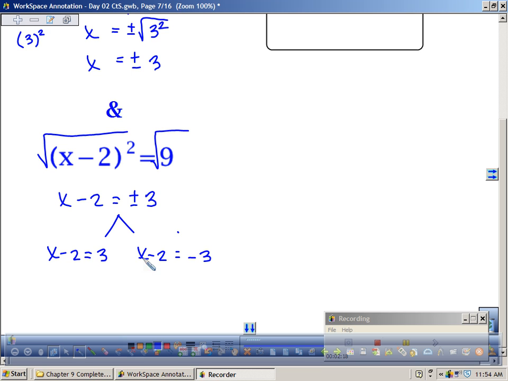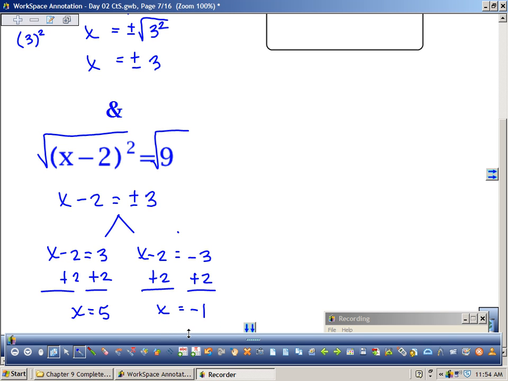How would I solve these two? Anthony? Add 2 to everything. Okay, so this is review. So x either equals 5 or x equals negative 1. What does that mean? I have two answers. Two answers to what?